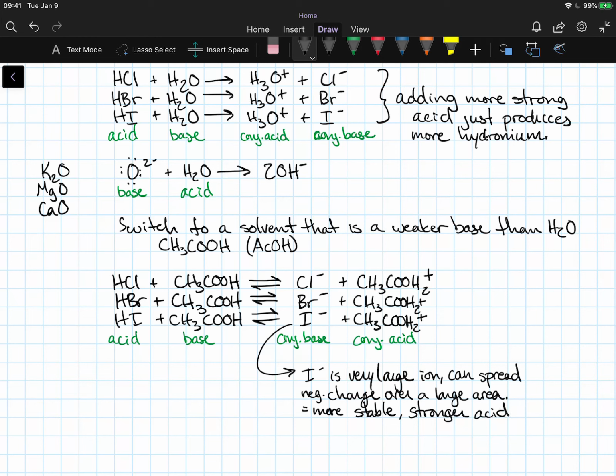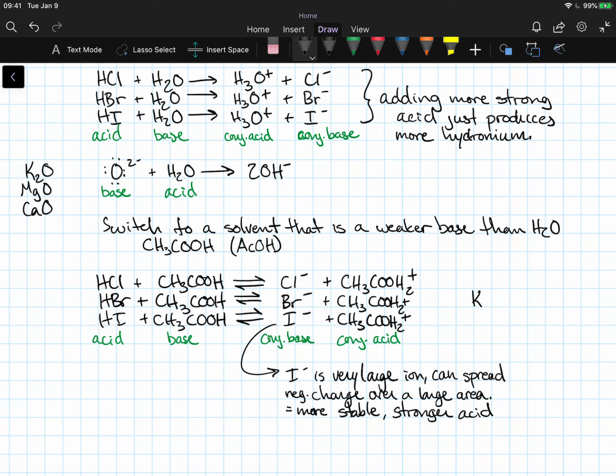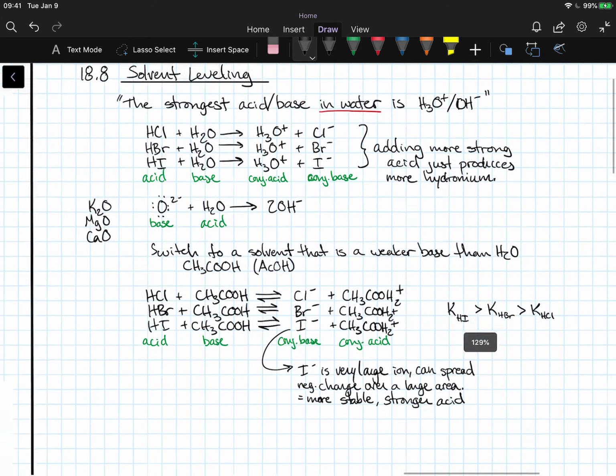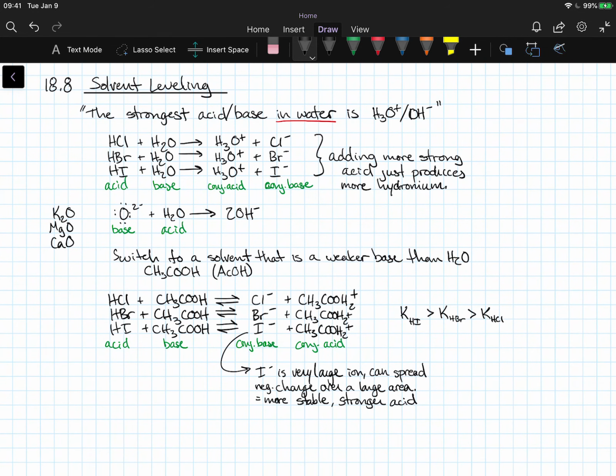So in this case, if we could list a Ka value or a K value for these three cases, we could say that the equilibrium constant for HI would be greater than the equilibrium constant for HBr, which would still be greater than the equilibrium constant for HCl. So even though in water all three of those are strong acids, when we switch to a different solvent to get away from this solvent leveling problem, we would see that HI is in fact the strongest acid out of those three strong acids. So even though we call all three of them the same, they're not. They have different strengths.